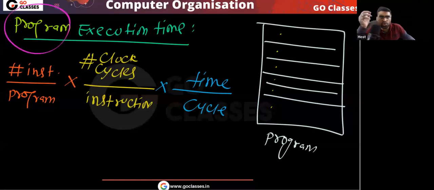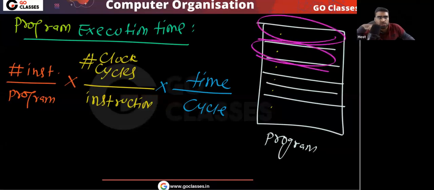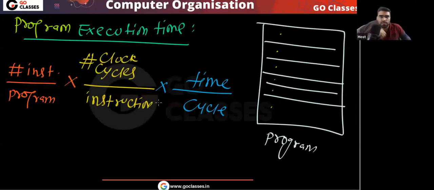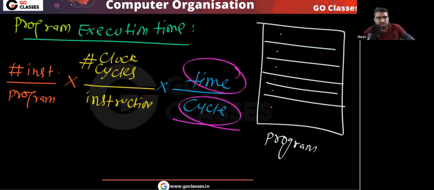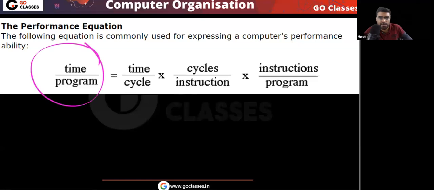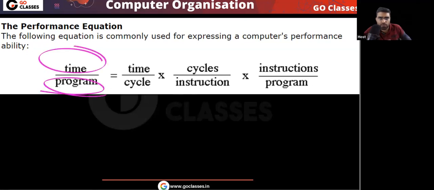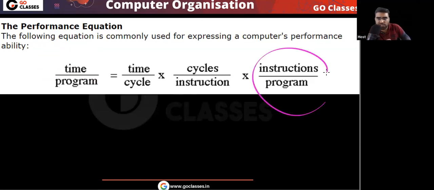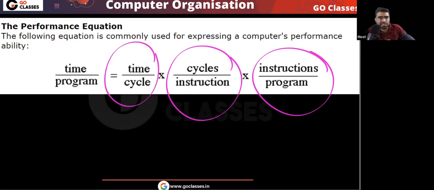Very intuitive. You have a program. What is the program execution time? That will be how many instructions are there in this program, number of instructions per program, multiplied by every instruction will take how many clock cycles, number of clock cycles per instruction, multiplied by every clock cycle will take how much time. Is this clear? Time per program is the execution time for every program. That is equal to number of instructions per program multiplied by number of cycles per instruction multiplied by the time every cycle will take.